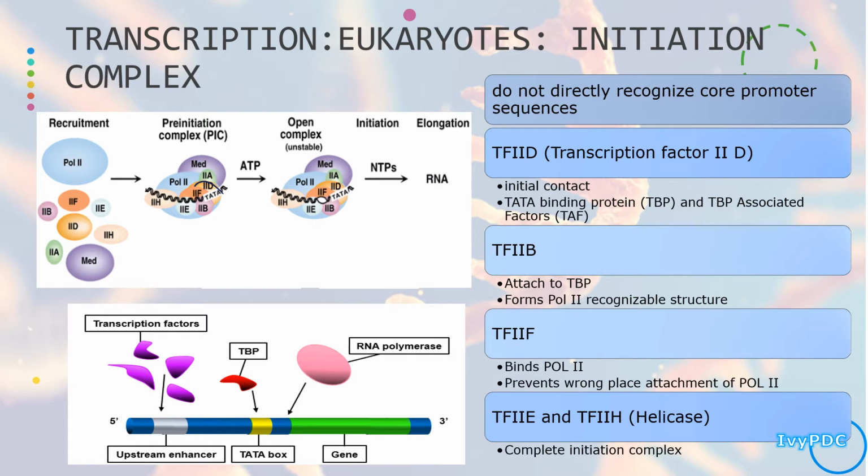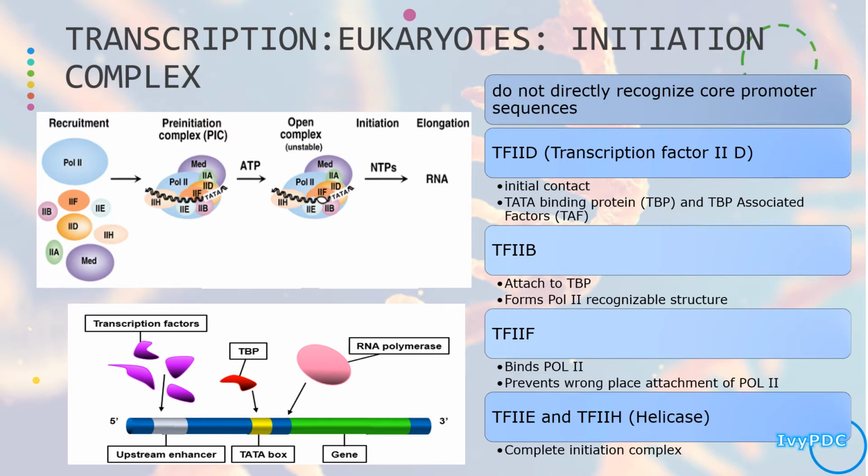Once the 2D and the 2B are attached to the DNA, the RNA polymerase will recognize this structure, and it can now start binding with the help of another factor, which is 2F. This is the one responsible for binding the RNA polymerase. And this also prevents any wrong placement of the RNA polymerase in the other parts of the DNA.